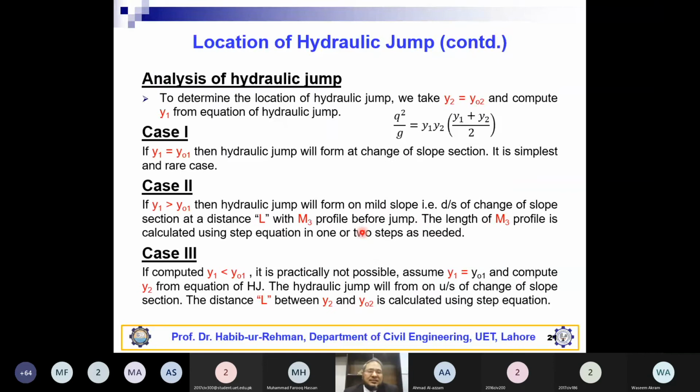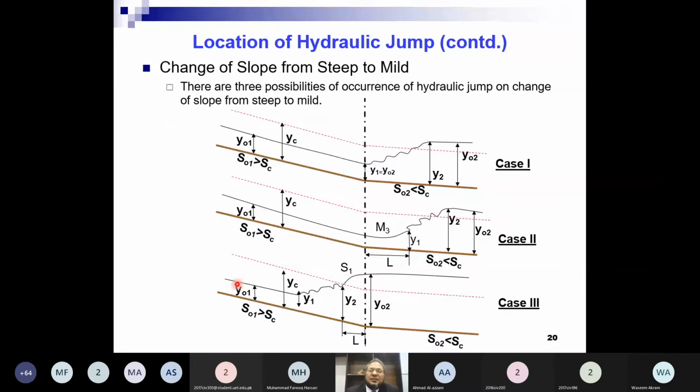What is the third case? If computed y1 is less than y01, so we assume that y2 is equal to y02, and you computed y1, and you are getting y1 less than y01. So do you think, is it possible?